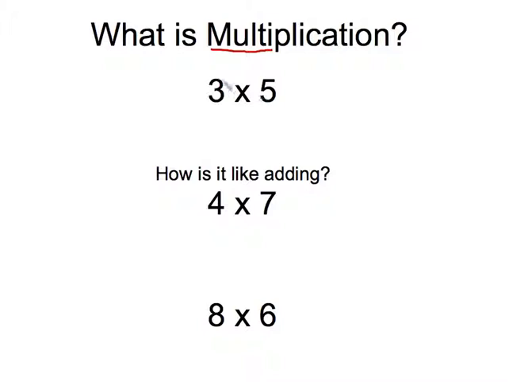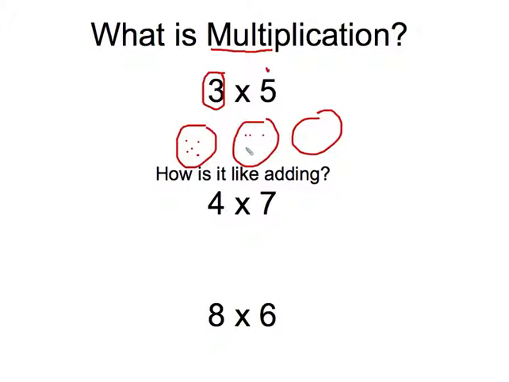To help me visualize this, I always circle the first number and put a dot on top of the second number. This is telling me I need 3 circles. 1, 2, 3. Here are 3 groups. This is telling me there needs to be 5 dots or 5 things in each group. 1, 2, 3, 4, 5.